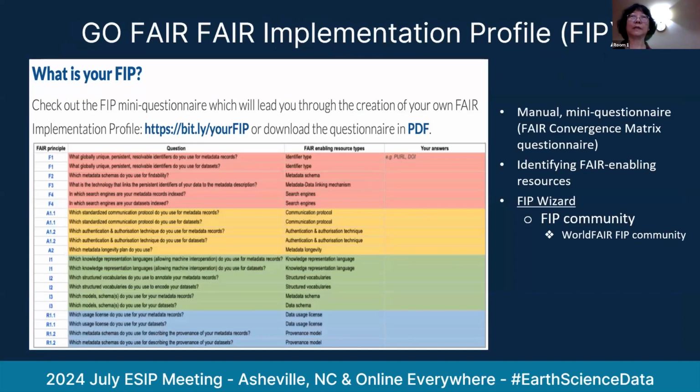And there are a number of metrics and models over there. Listed here is one from the GO FAIR organization's FAIR Implementation Profile. It's a mini questionnaire. On the left column you have the FAIR principle IDs and the definitions. Then you have a question, which is broken up into data and metadata.